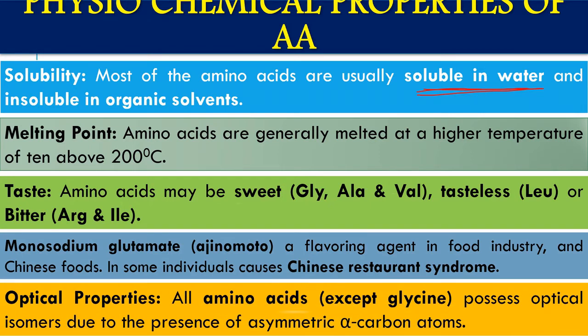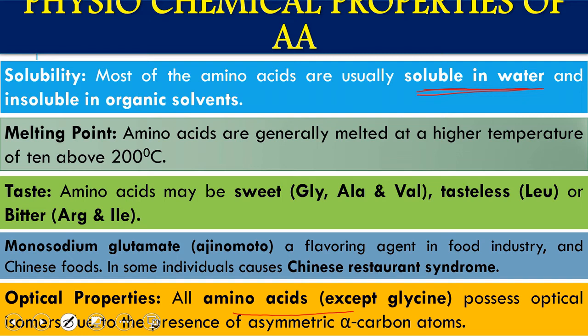And then optical properties. I have told you an amino acid has four different groups associated with the central carbon, that is the alpha carbon. One side it has an amino group, the other side a COOH group, the third group is hydrogen, and the fourth group is R. Except in glycine, R is something other than hydrogen. So only glycine cannot have an asymmetric carbon; otherwise all amino acids have at least one asymmetric carbon. And whenever you have asymmetric carbons, they can show optical properties.